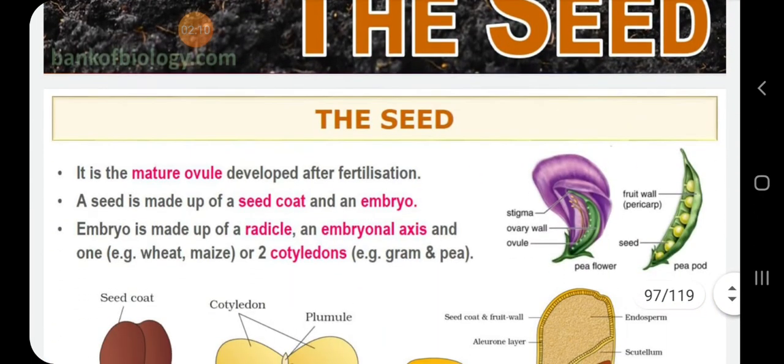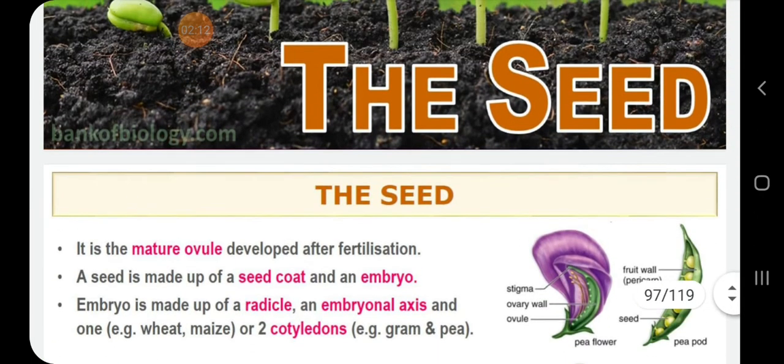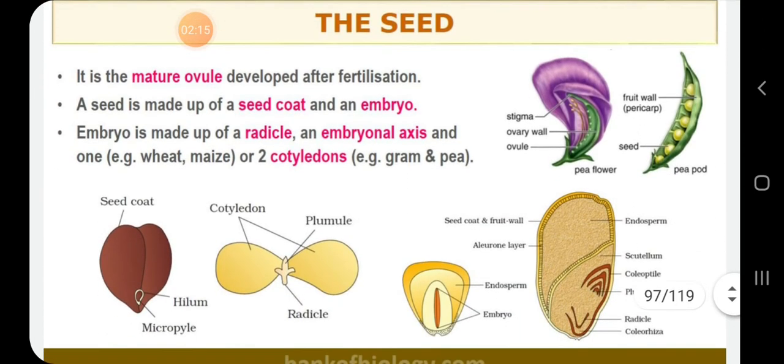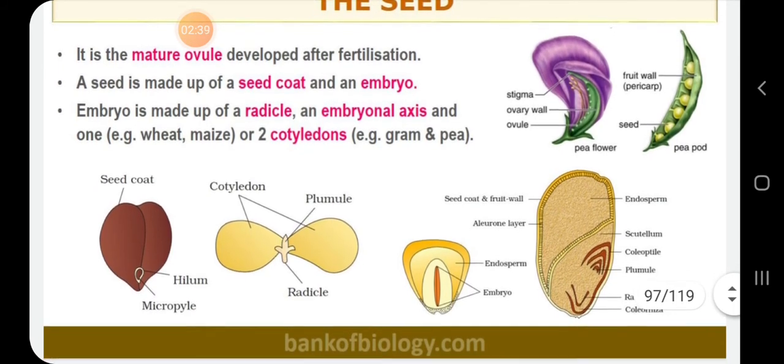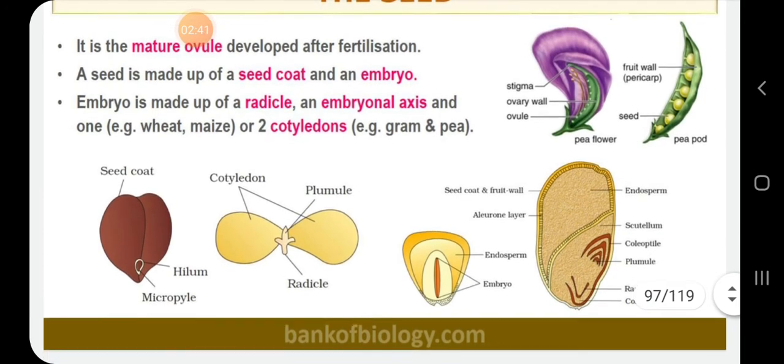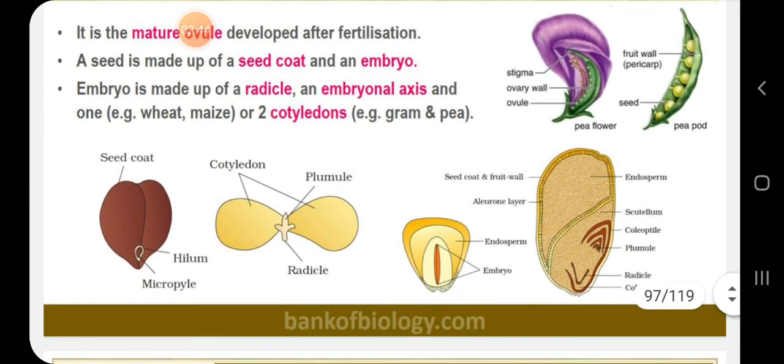Now in these fruits the seeds are formed, and a seed is a mature ovule developed after the fertilization. A seed is made up of seed coat and embryo and cotyledons. Embryo is made up of radicle, embryonal axis, and one or two cotyledons. If it is dicot, two cotyledons. If it is monocot, one cotyledon.